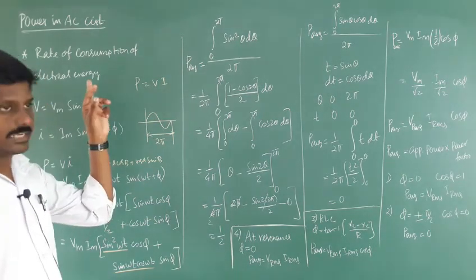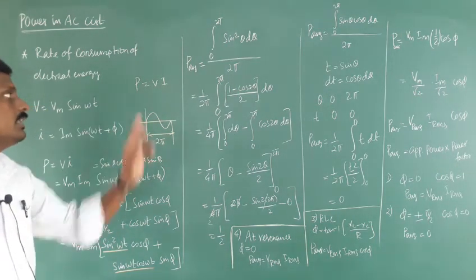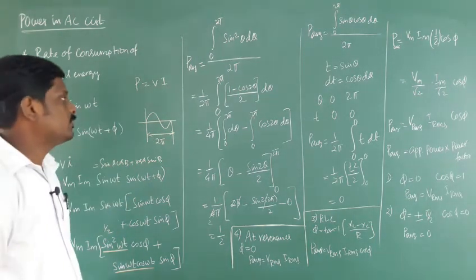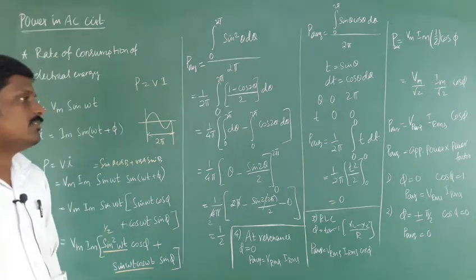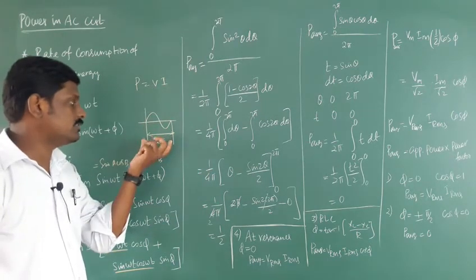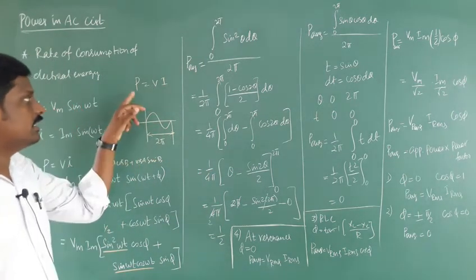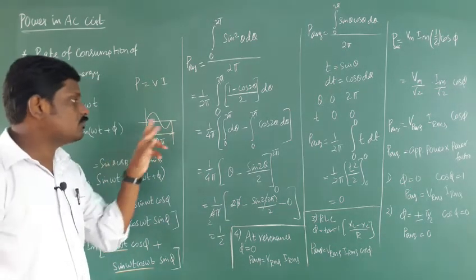Here we have alternating current in a circuit, so alternating voltage and current. The voltage and current vary continuously with respect to time. So first we are going to find the power at that instant, then that power is averaged over a complete cycle. A complete cycle has a base length of 2 pi. So first we find the power at that instant, then average it over the complete cycle.